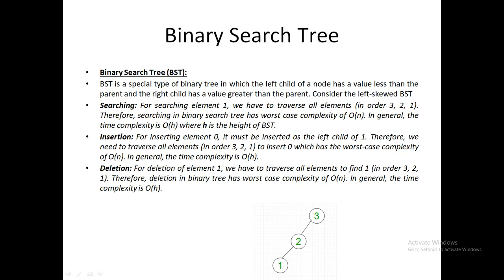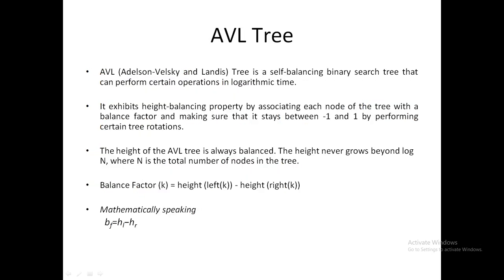Deletion has three kinds of cases: a node with a single child, a node with two children, and a node with no child at all. If there is no child, we can simply delete that element. If it has a single child, we replace the node with that child. If it has two children, it needs to be replaced with the in-order successor. So this is the binary search tree.